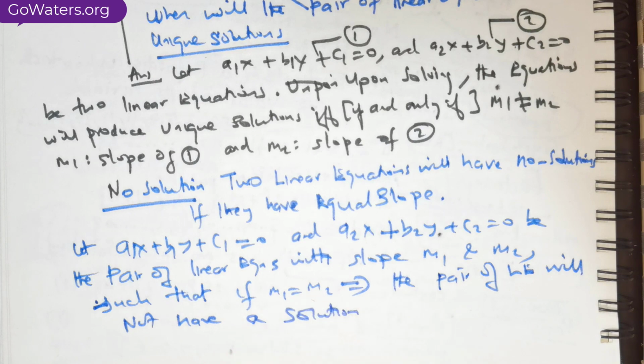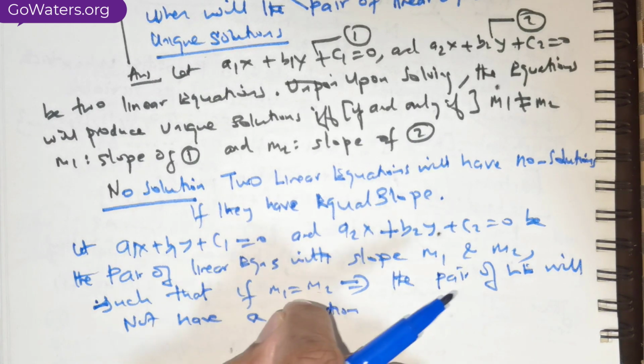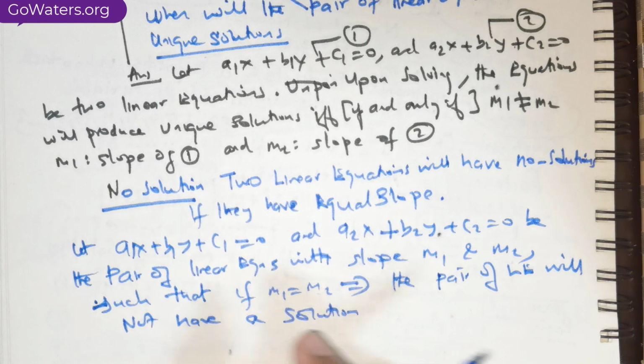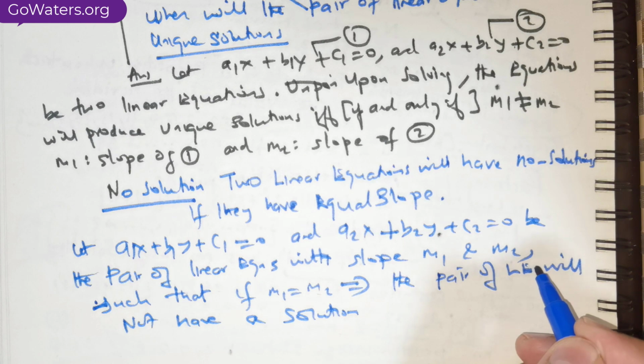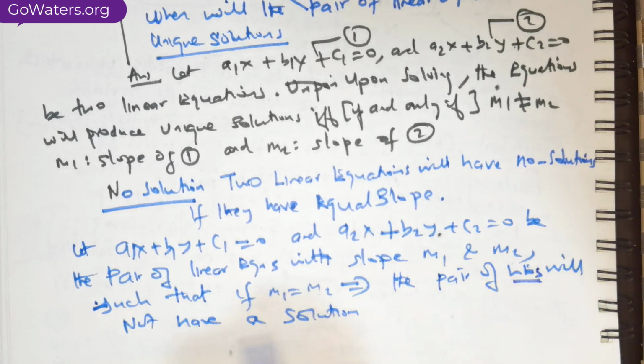So to check it out, first you need to find the slope. Once the slopes turn out to be equal, then you can outrightly state that the pair of linear equations will not have a solution. Why? Because m1 is equal to m2. So that is how you need to justify. Okay, so let us work some questions.